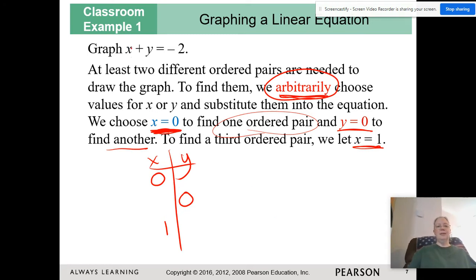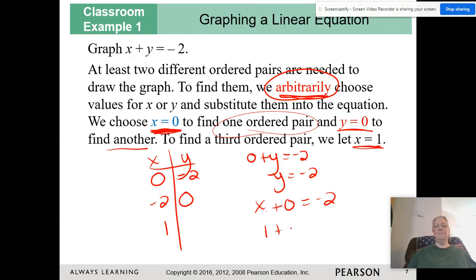So if I plug in x equals 0, it's helpful if you can do these in your head, but if not, that's fine. We get y is equal to -2. If I plug in y equals 0, x plus 0 is equal to -2. So this time x is equal to -2. And if I plug in x equals 1, I subtract 1 and I get y is equal to -3.